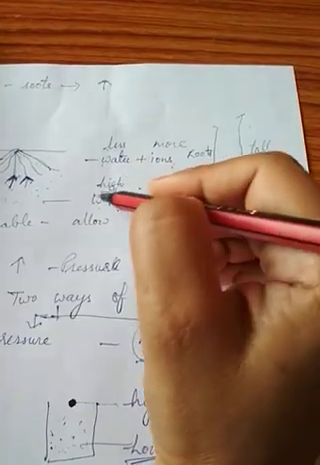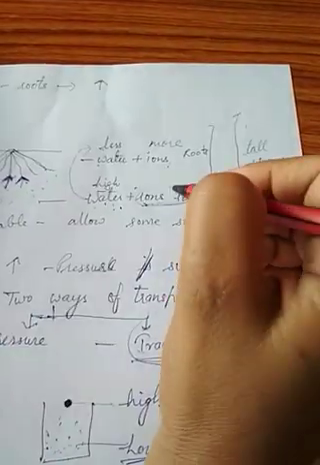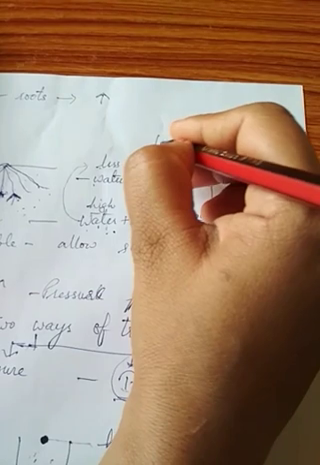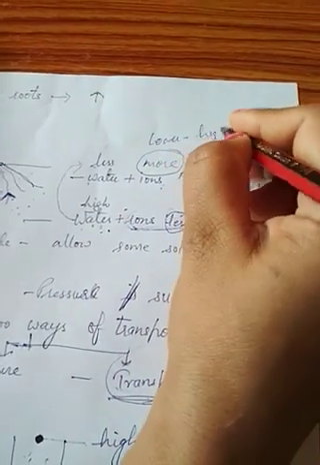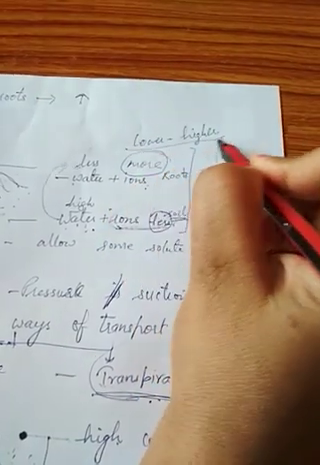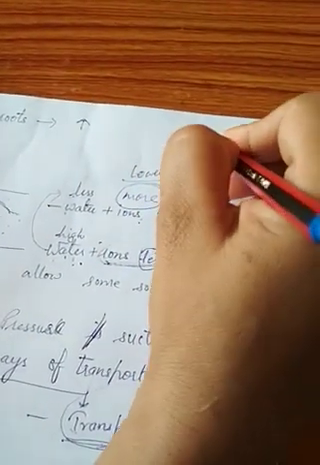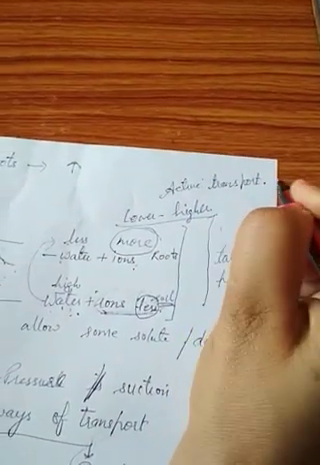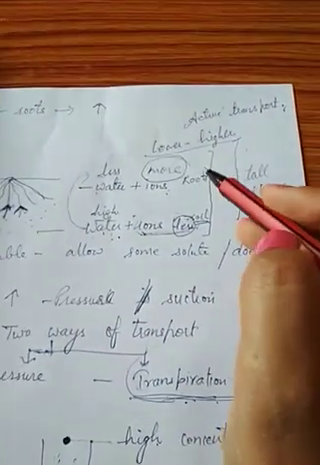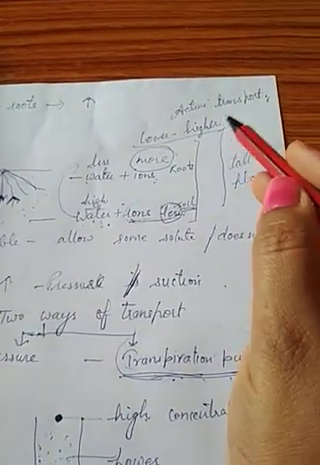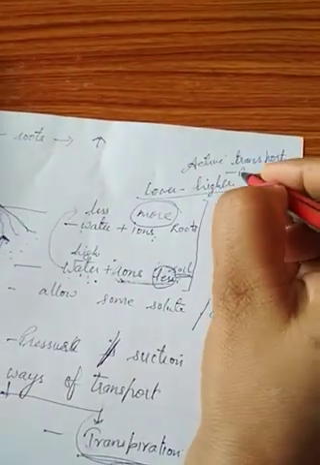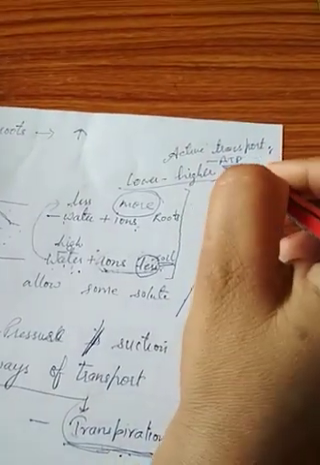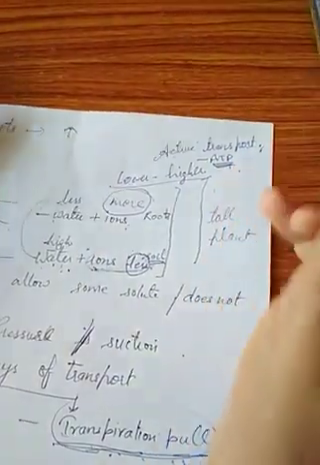Here, water is moving from high to low concentration, but ions are moving from lower concentration towards higher concentration. That is called active transport, in which the movement of molecules from lower concentration to higher concentration occurs, and it requires energy in the form of ATP. So that is called active transport.